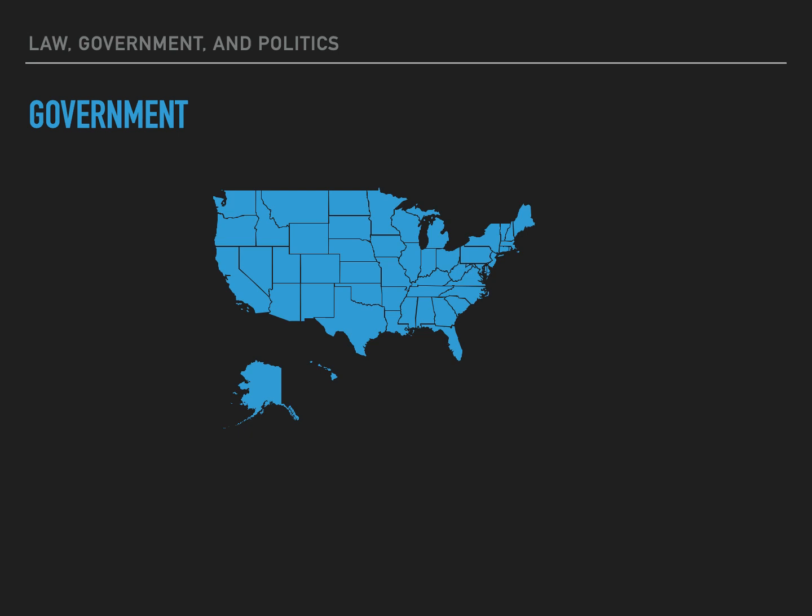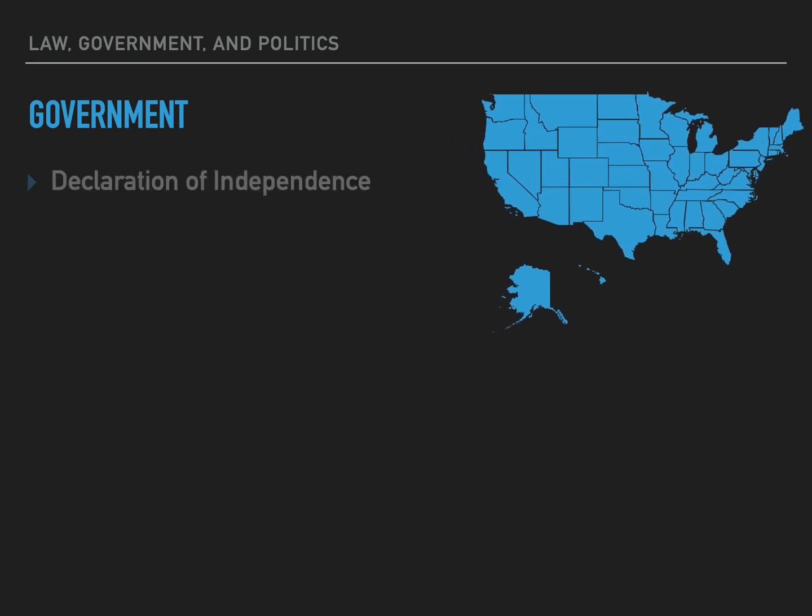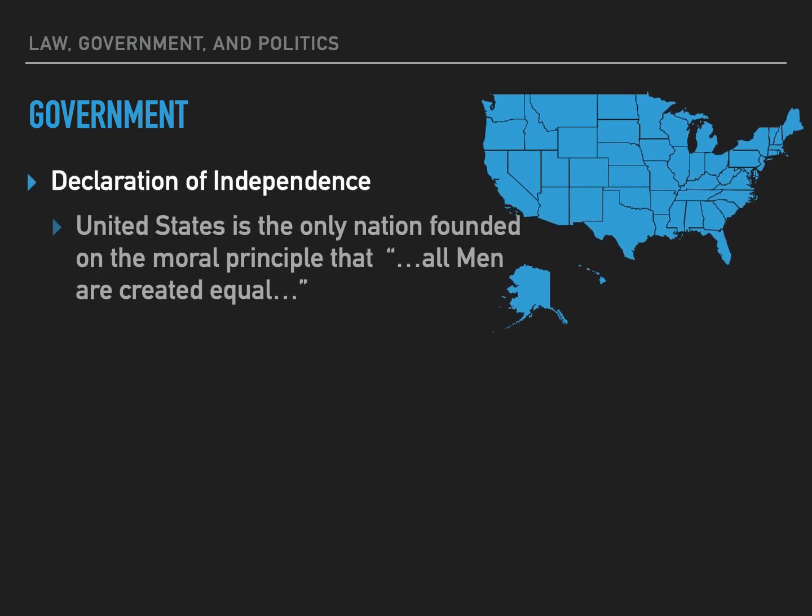The United States was established on a moral principle and is ruled by a written constitution. The Declaration of Independence is our nation's founding document. The United States is the only nation to be founded on the moral principle that all men are created equal. This is equality as a political value. All people are of equal worth. This isn't equality that we all have the same genes or the same size bank account.